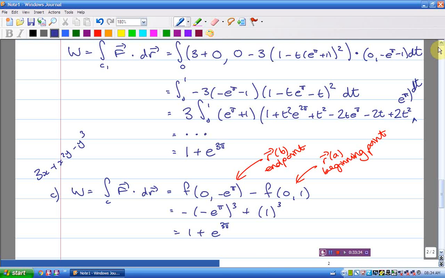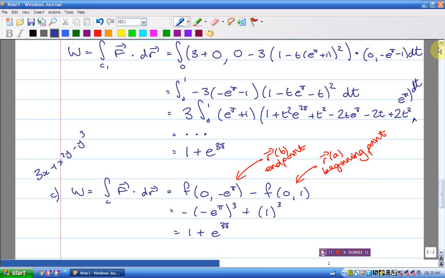Because what if your curve were a closed curve? If your curve were a closed curve, then your beginning point and your end point are the same point. So then your f of r of b minus f of r of a is something subtract itself. And it's 0. And your work done is 0. Boom, just like that. So you can say it's a closed curve, it's a conservative vector field, work done is 0, done, and you can move on, and you don't have to spend 3 pages doing integration by parts.